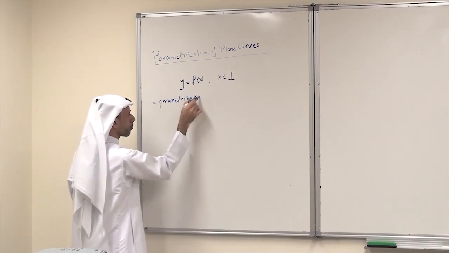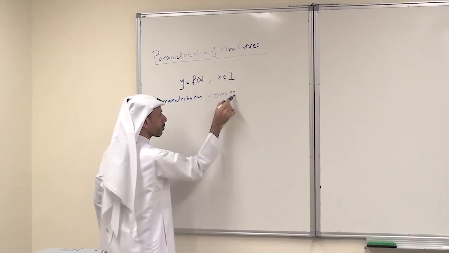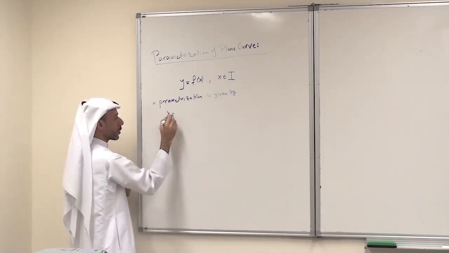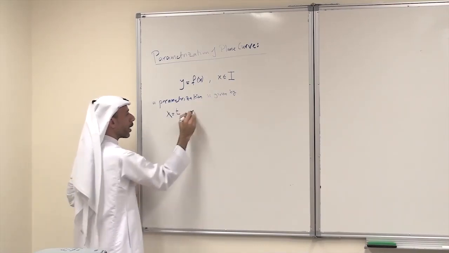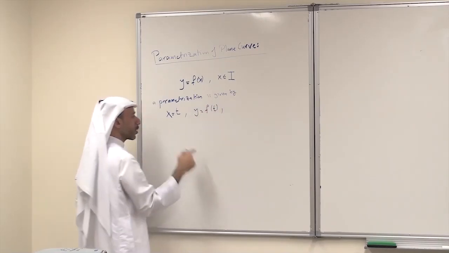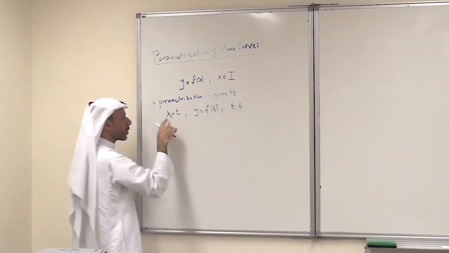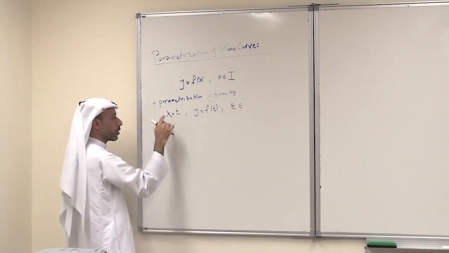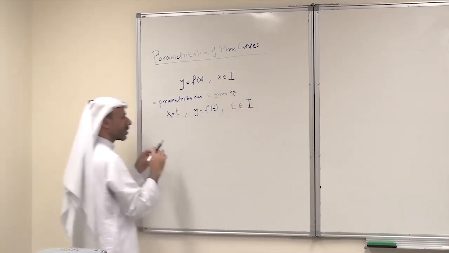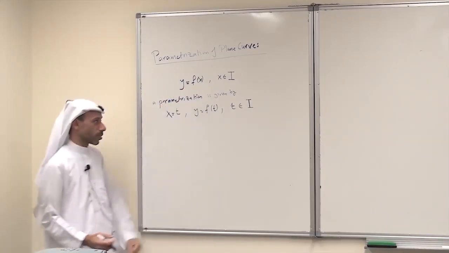A simple parameterization is given as follows. We can take x, the independent variable, x equals t, and y equals f of t. What about the possible values of t? Well, t equals x, so the possible values of t are the possible values of x, which is the interval I. This is a very simple way to parameterize curves given by this equation.